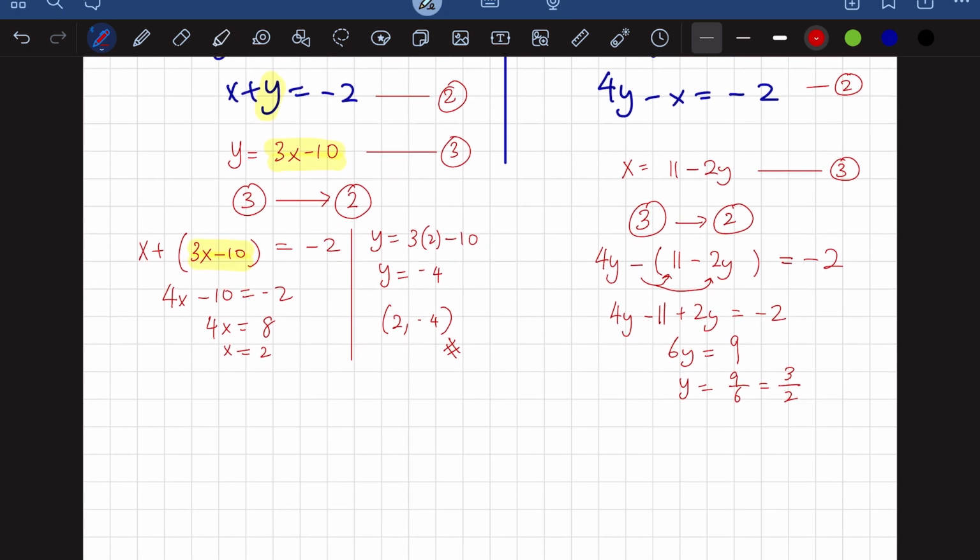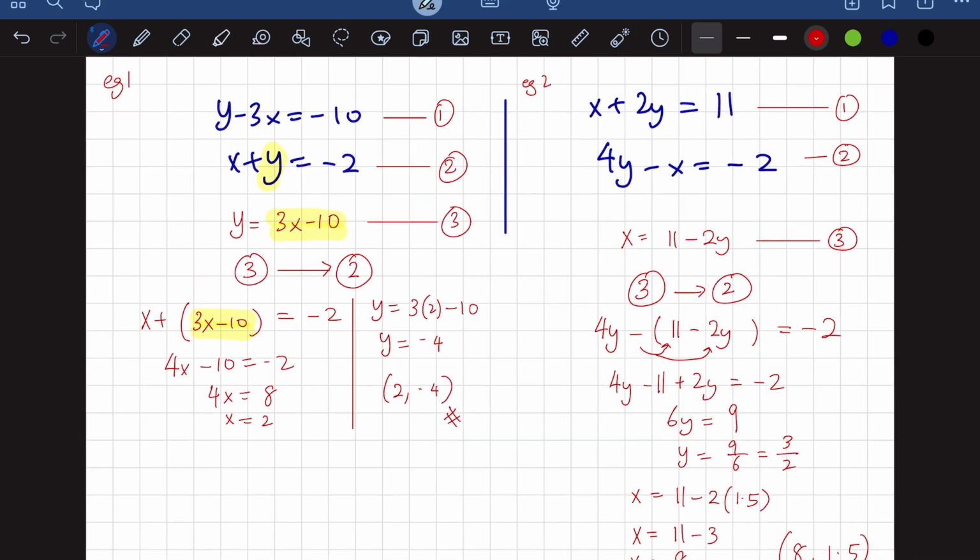From here, we are going to substitute that into equation 3 to solve for x. So x equals 11 minus 2 times 3 over 2. 3 over 2 is 1.5, so let's write it that way. So 11 minus 3, and x is 8. So therefore, the final answer would be (8, 1.5). That will be the intersection between the two equations.